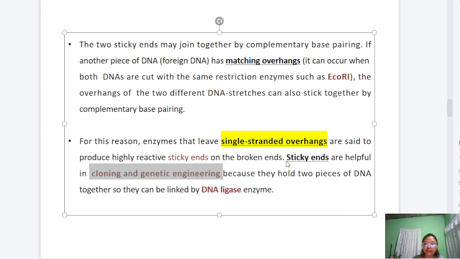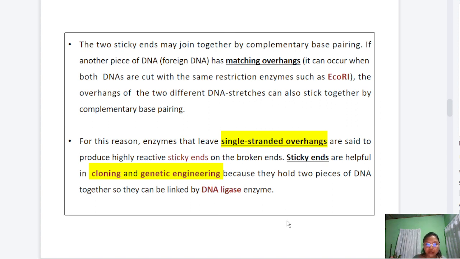So this is one of the reasons why the discovery of restriction endonuclease was very important and was a great revolution in molecular biology, because it helped cloning and genetic engineering. Sticky ends hold two pieces of DNA together so they can be linked by DNA ligase enzyme. Okay, so these restriction enzymes are molecular scissors, whereas DNA ligase is molecular glue. So they will join them together.